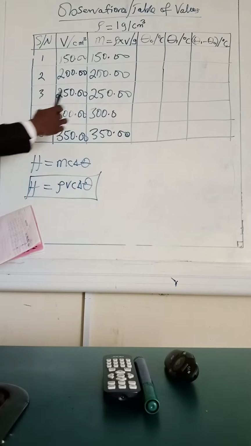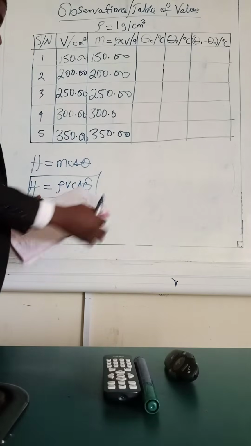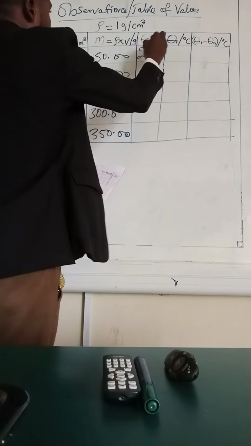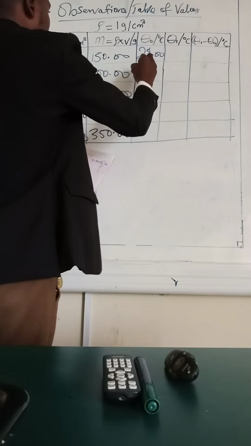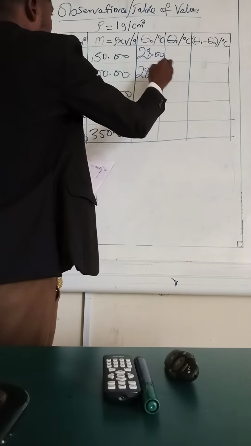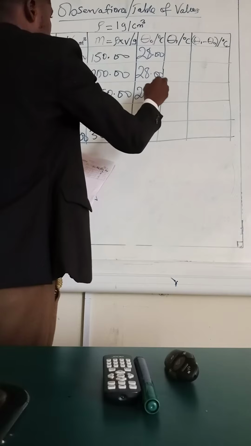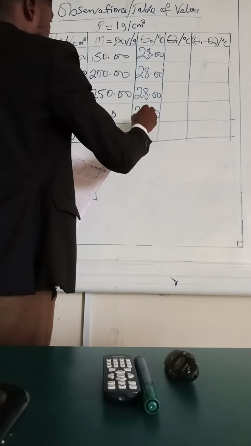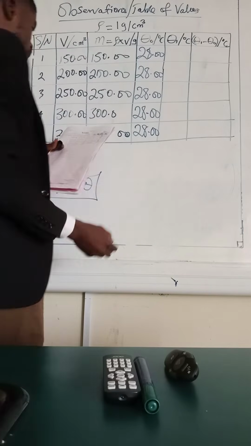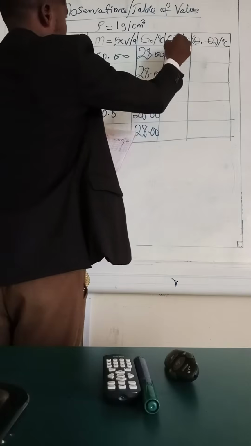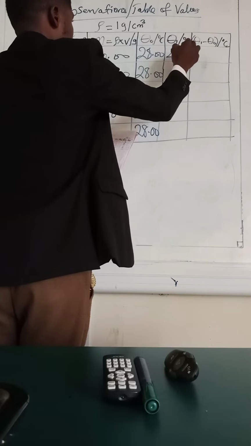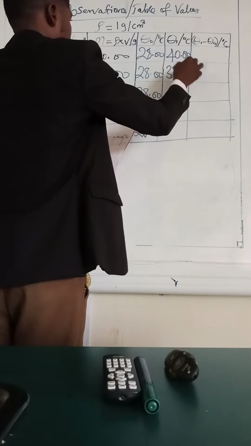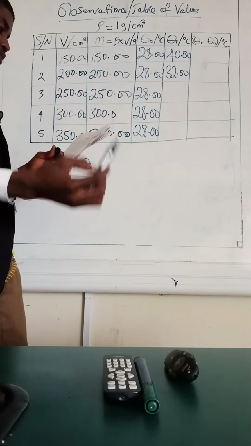So we were generating our table of values. From the experiments, these are the values we have: 28.00, 28.00, 28.00, 28.00, 28.00. So our theta 1 was 40.00. We have 32.00. These are the fresh values we got in today's experiment.